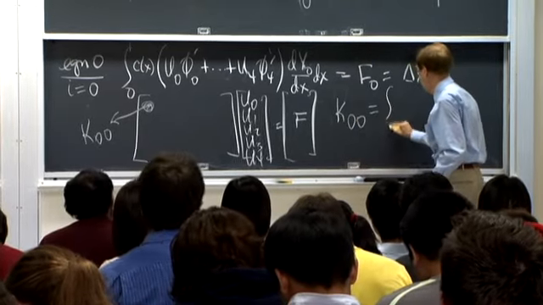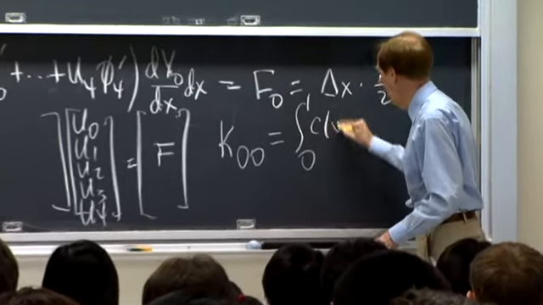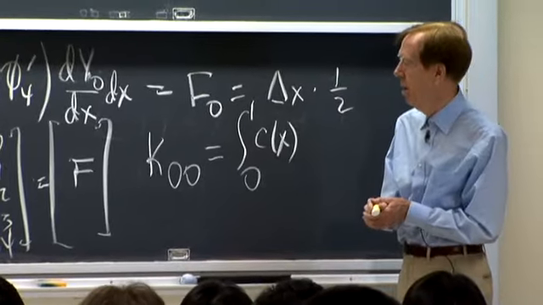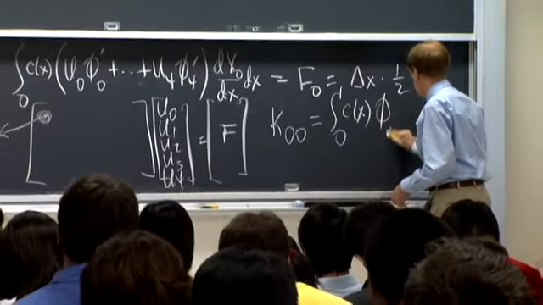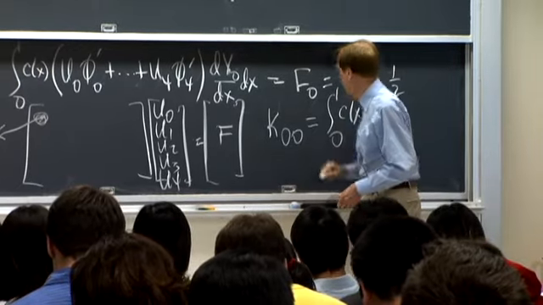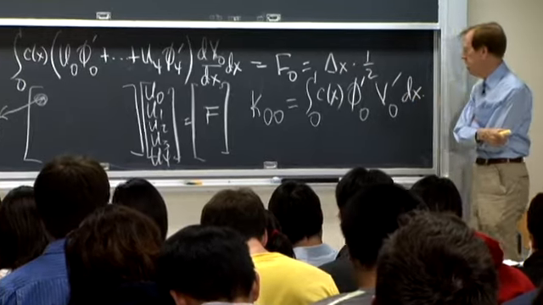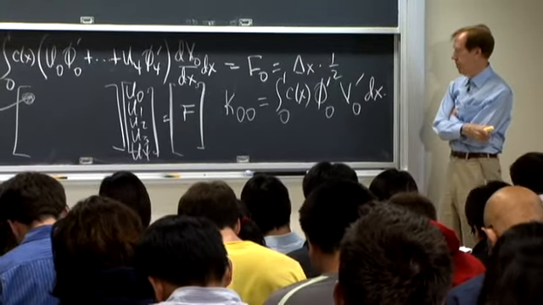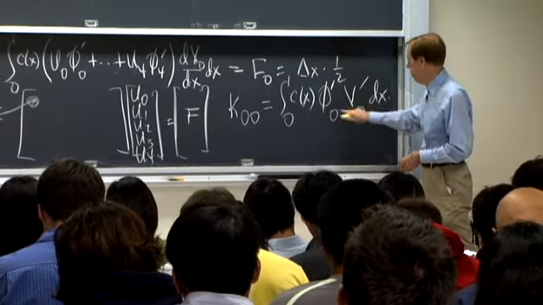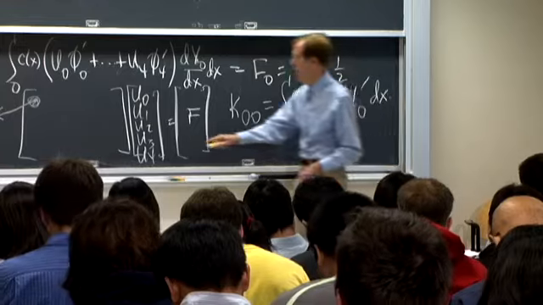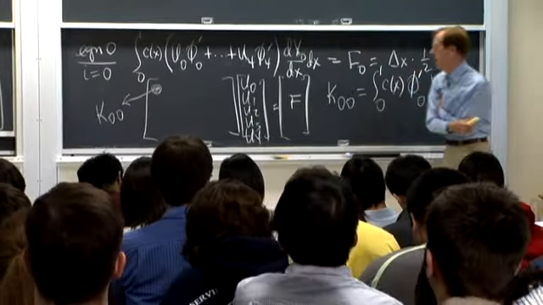It's an integral of what? C of x, good, times this guy, v0 prime, dx. That's what you have to do. C of x times phi prime times phi 0 prime, that's what would sit there. And maybe let's figure that one out, shall we?